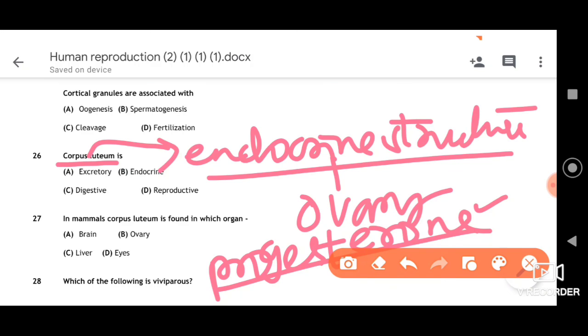So anyway, my dear friends, among the given options, they are asking whether the corpus luteum is excretory or endocrine or digestive or reproductive. So the right answer here is option B, that is endocrine.